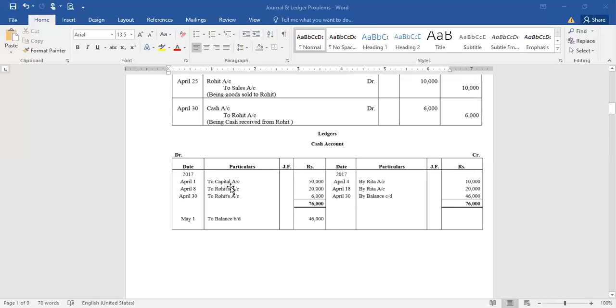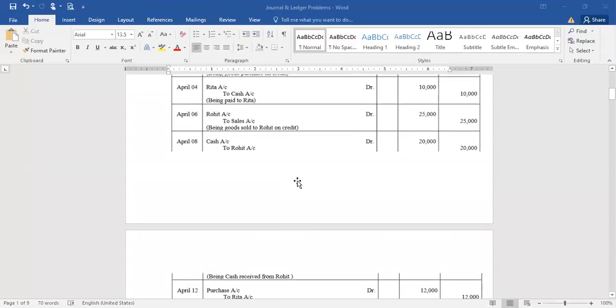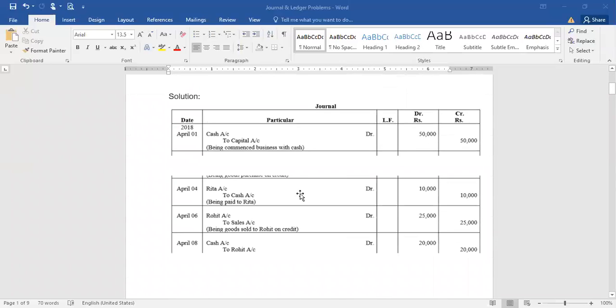If any entry in the journal is credited, in the ledger it will be on the debit side. If any account is debited in the journal, it will be posted in the ledger account on the credit side. That is the opposite thing. It should be kept in mind. So on April 1st, to capital account rupees 50,000. Then wherever the cash account is mentioned, we have to go for the posting.